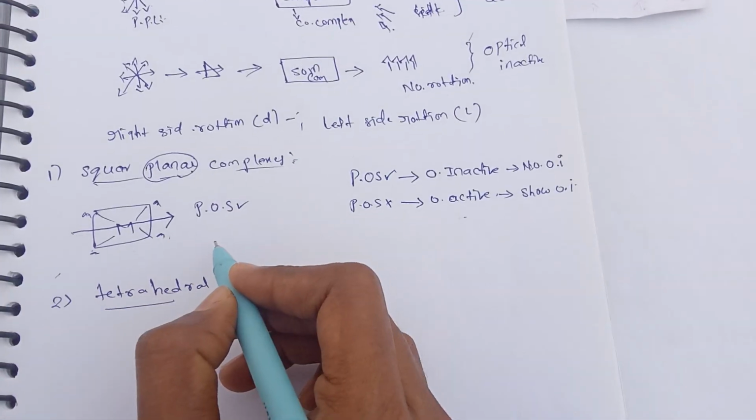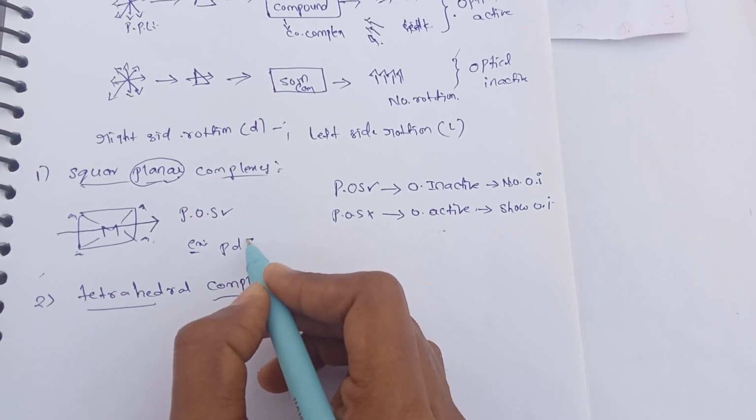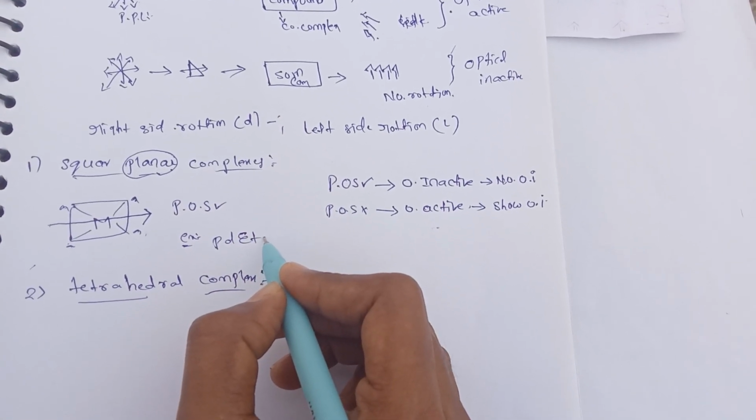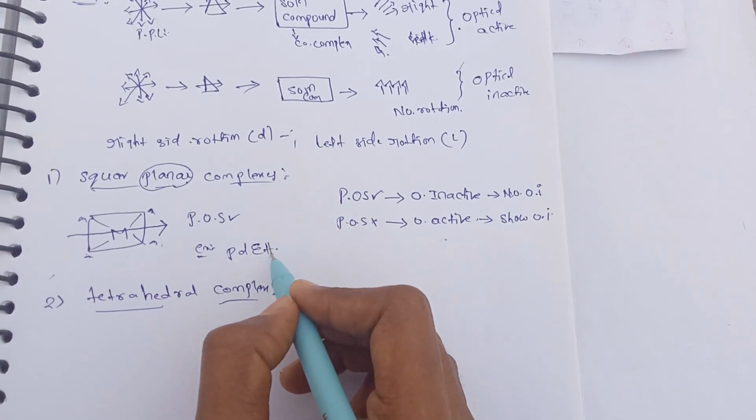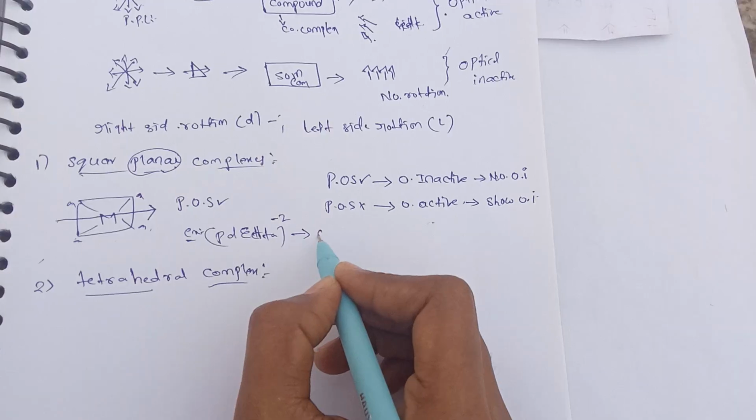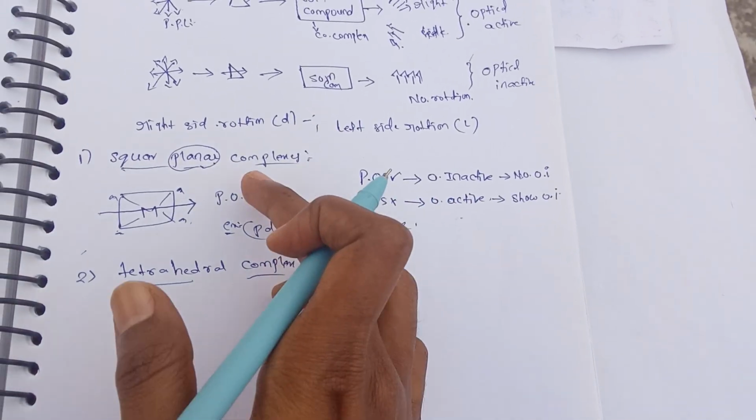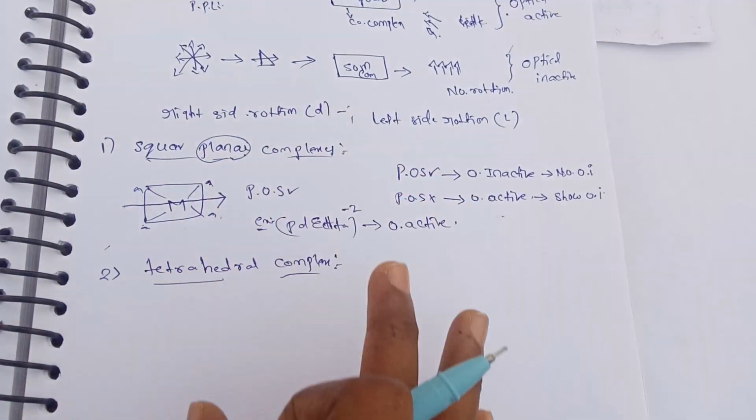Only one molecule. Palladium EDTA 2-. This is the only optically active one. This complex is the only one that shows optical isomerism in square planar complexes.